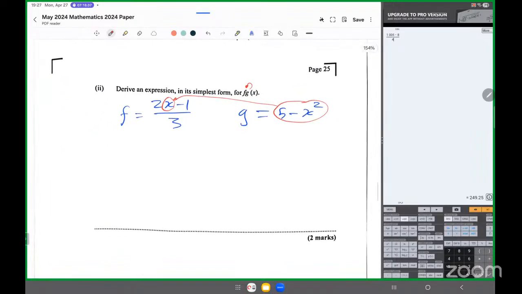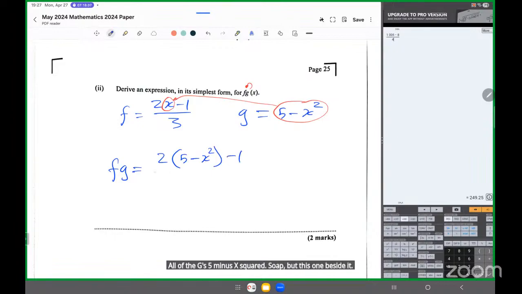That's how we substitute g into f. That's how we form a composite function. So f of g becomes 2 times all of g, which is 5 minus x squared, subtract this one beside it, and divide everything by the 3 under here. And I want us to simplify.